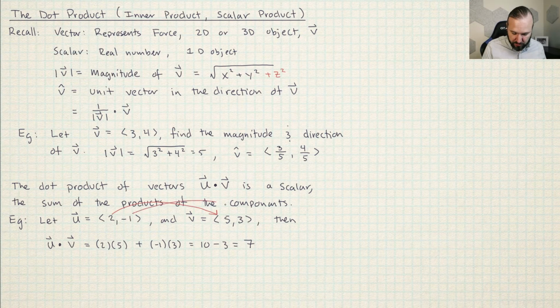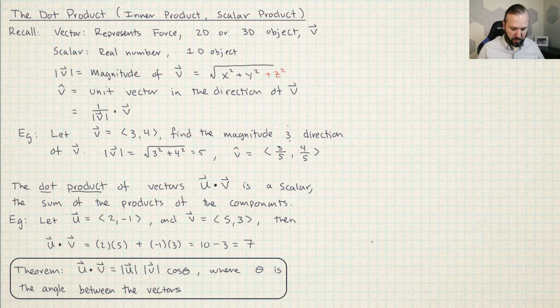You just do 2 times 5 plus negative 1 times 3. So 2 times 5 is 10, and negative 1 times 3 is negative 3. So 7. So that's the dot product of the vectors u and v. You write that little dot in between them, the dot product.